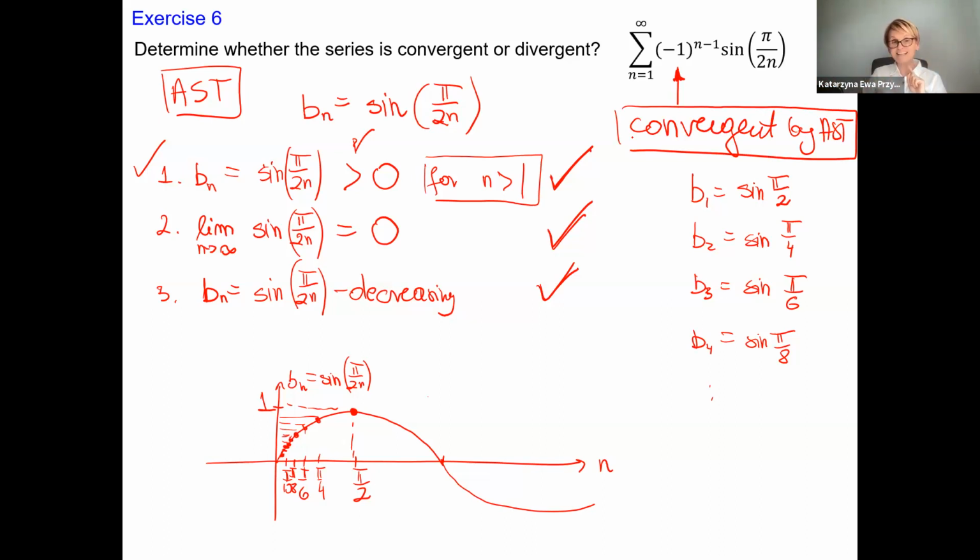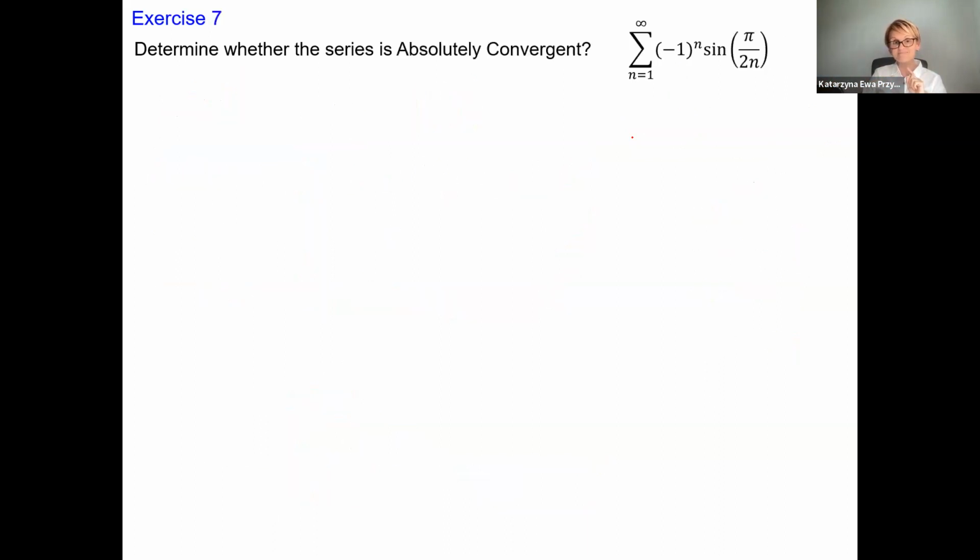Now let's look at exercise number 7. Determine whether the series is absolutely convergent.